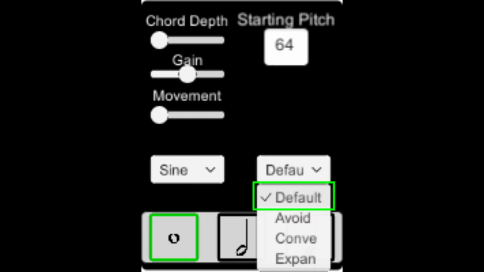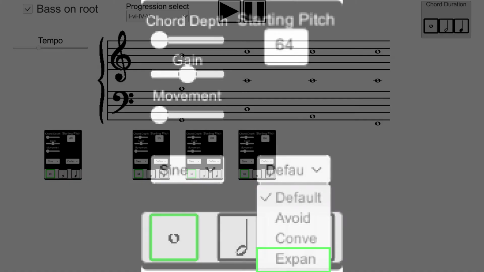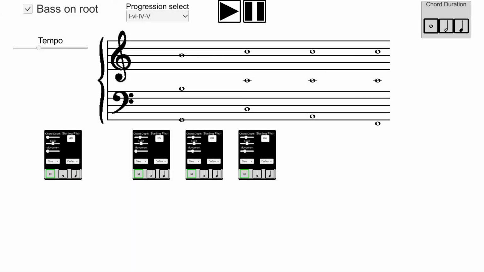The behavior menu has 4 options: default, avoid, converge, and expand. In the default behavior, voices are unaware of each other, and therefore pitches may be doubled. The avoid behavior tells voices to avoid moving to pitches that other voices are also moving towards, preventing the doubling of pitches. The converge behavior directs voices to move towards each other, and the expand behavior directs voices to move away from each other.